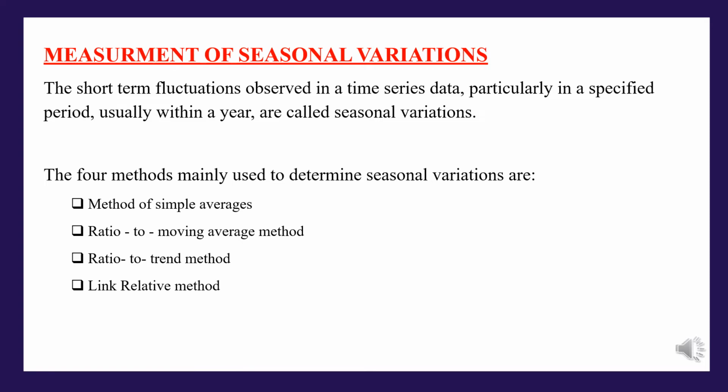The four methods mainly used to determine seasonal variations are method of simple averages, ratio to moving average method, ratio to trend method, link relative method.